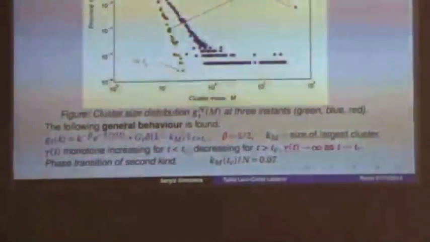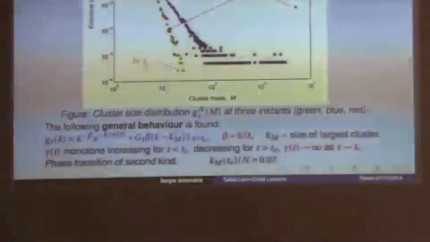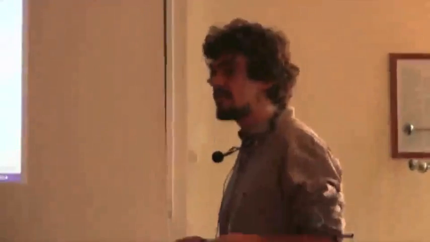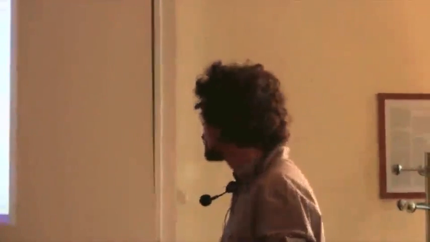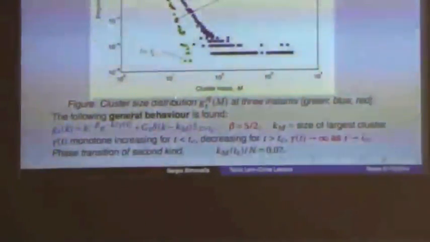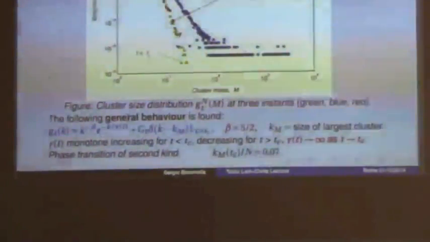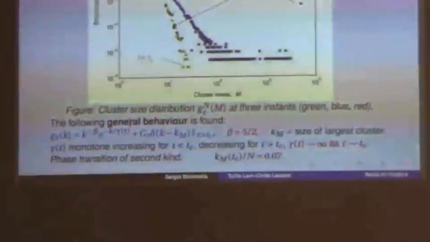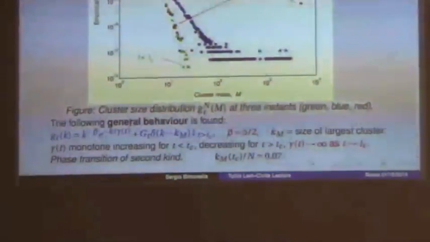And it is quite surprising that the critical time at which this phase transition occurs is when the size of the backward cluster, or the maximal cluster, is approximately 7% of the full system, so quite small. This is also quite independent of the model studied.